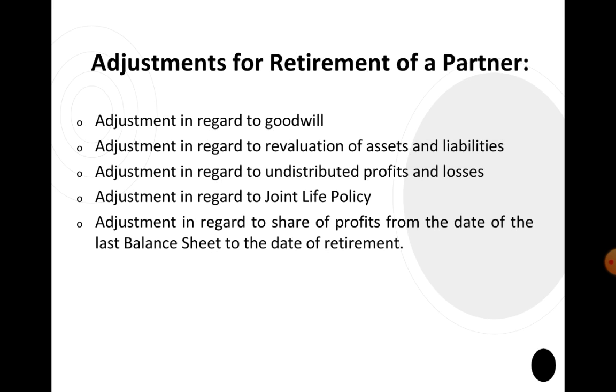Firstly, adjustment with regards to goodwill. Secondly, adjustment with regard to revaluation of assets and liabilities. Thirdly, adjustment with regards to undistributed profits and losses. Fourthly, adjustment in regard to joint life policy. And fifthly, adjustment in regard to share of profits from the date of the last balance sheet to the date of retirement. Okay, so let's look into these adjustments one by one, starting with goodwill.